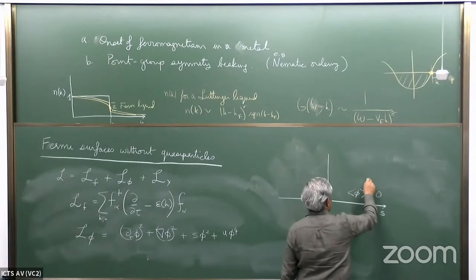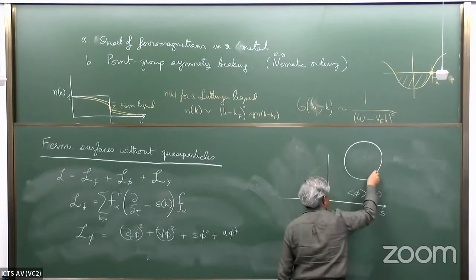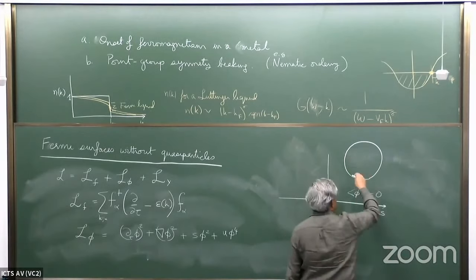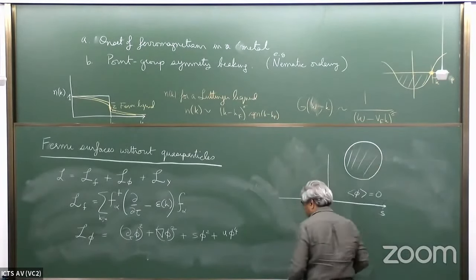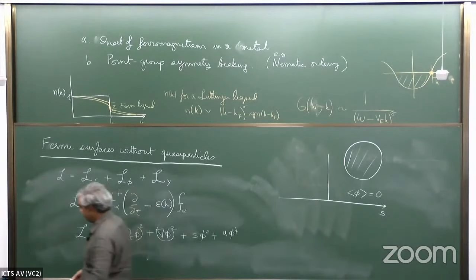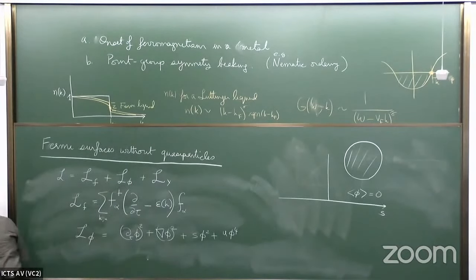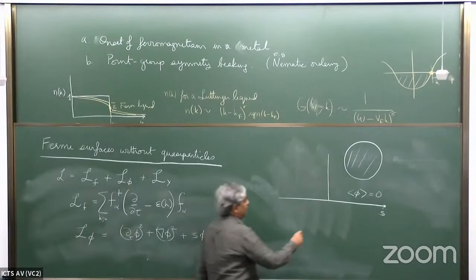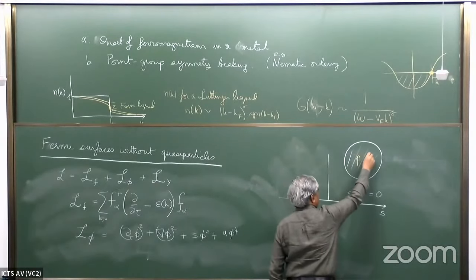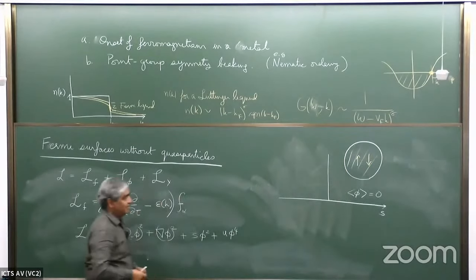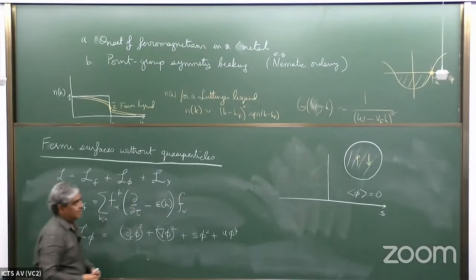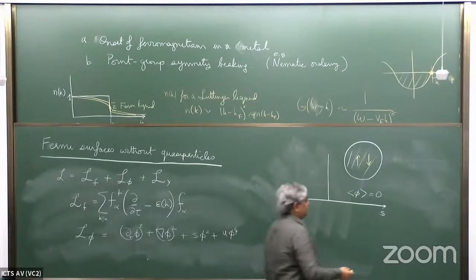And the Fermi surface need not be spherical, it can have any shape. I'm just drawing a sphere, a circle. And it has equal numbers of both spin up and spin down particles. So they spin up and they spin down, and they both share the same Fermi surface. So the only symmetry I'm going to assume is spin inversion symmetry.